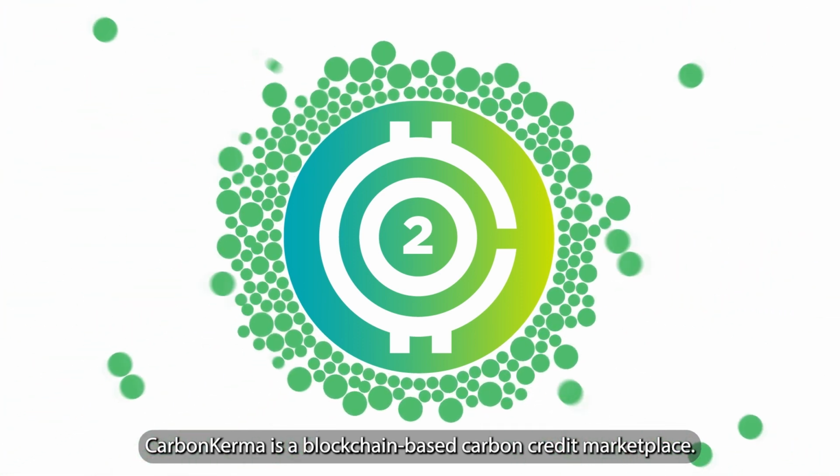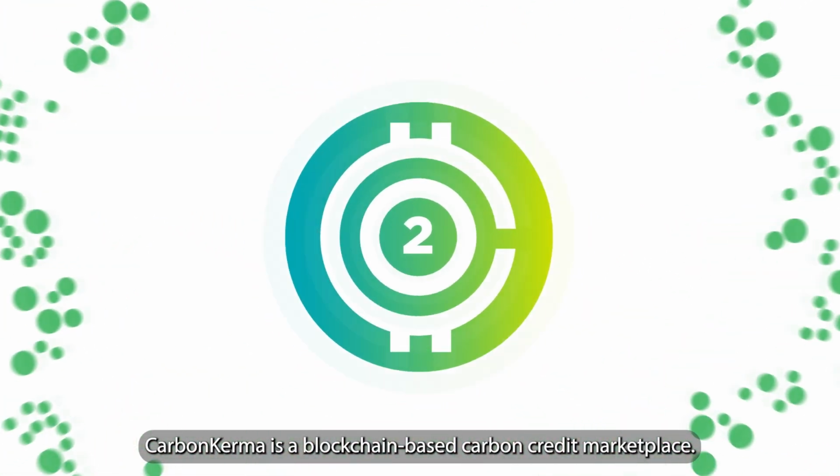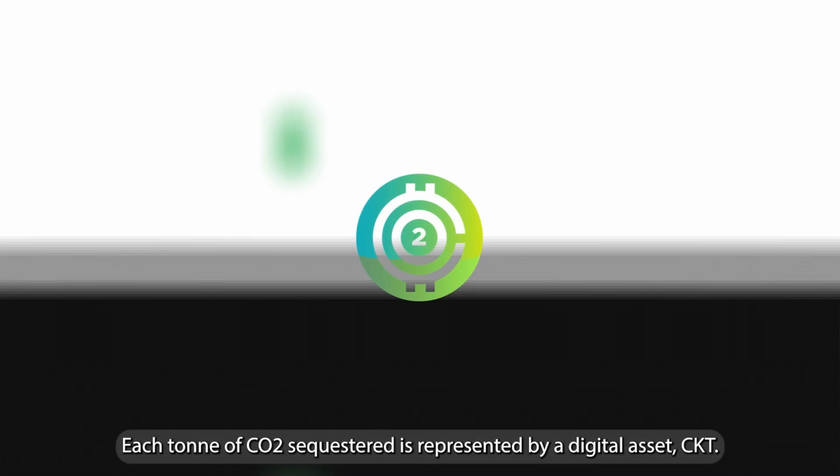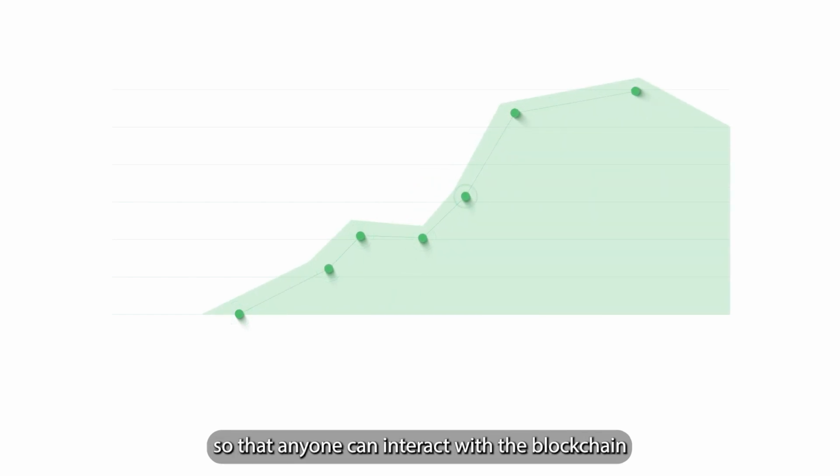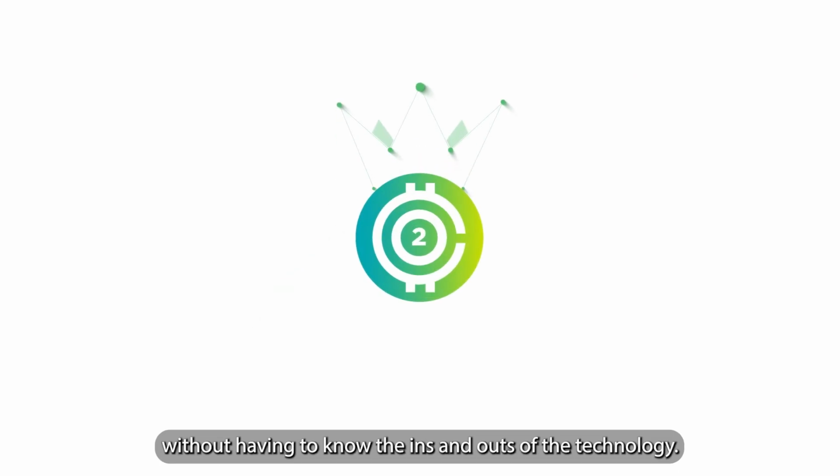CarbonKerma is a blockchain-based carbon credit marketplace. Each ton of CO2 sequestered is represented by a digital asset, CKT. We have created an intuitive and easy-to-use interface so that anyone can interact with the blockchain without having to know the ins and outs of the technology.